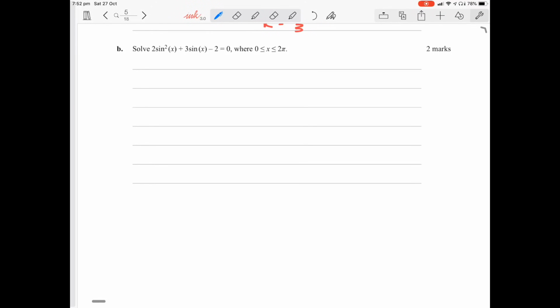Okay, 2 sine squared x plus 3 sine x minus 2 equals 0. So first, let a equal sine x.